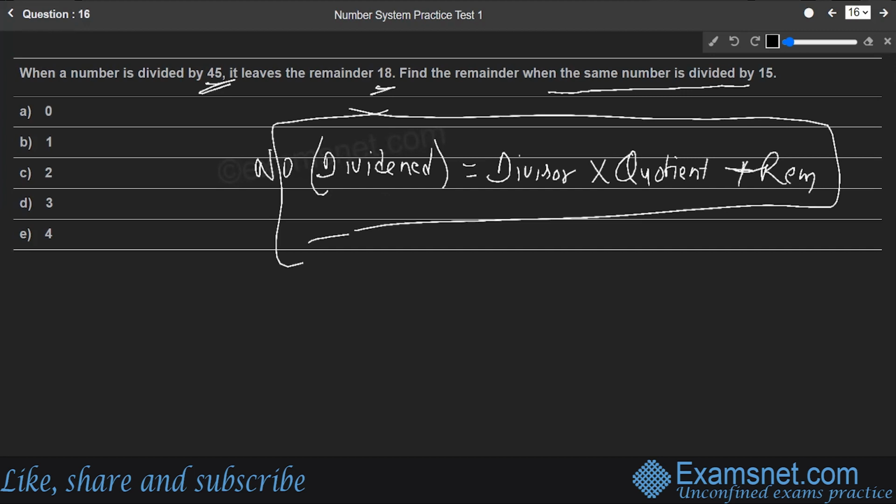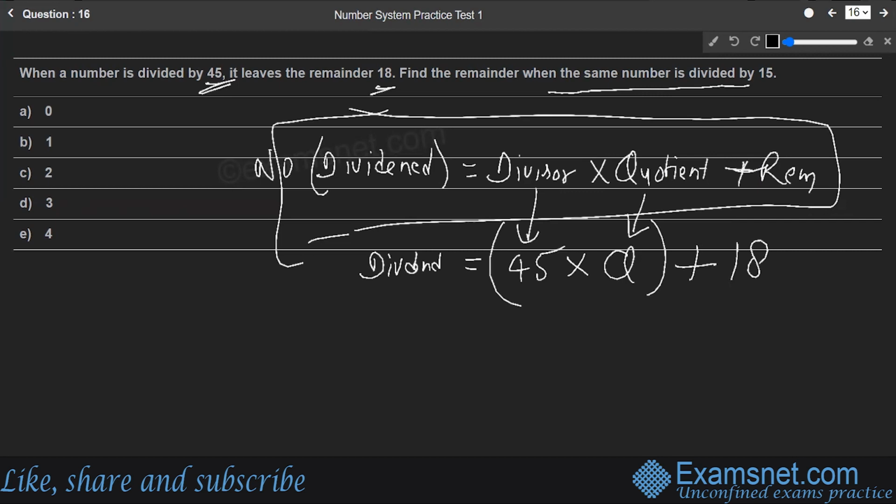What he has said, when a number is divided by 45, the number is not given to us, so we'll assume the dividend as it is. Dividend divided by 45, so clearly the divisor is 45 into quotient. He has not given the quotient, so we'll take quotient as q. This is the first part plus remainder. He has got the remainder as 18. So the number is 45 into q plus 18. We will not be finding q's value, but we'll assume that the complete number is 45 into q plus 18. This is the complete number itself.